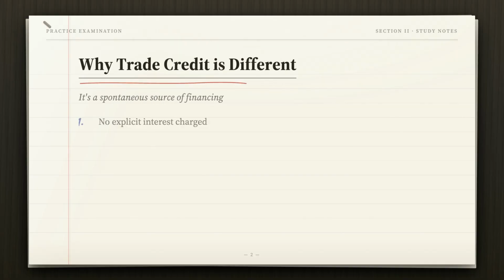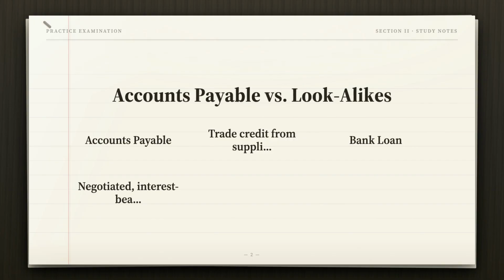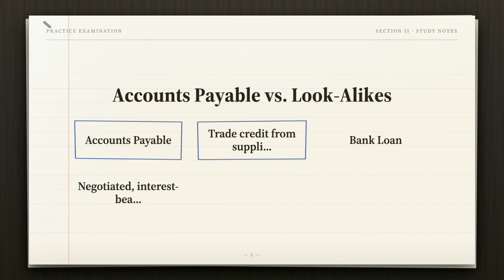What makes trade credit remarkable is that it usually carries no explicit interest and requires no loan application or negotiation. It appears automatically as a byproduct of buying on terms, which is why it's called a spontaneous source of financing, expanding right alongside a company's purchasing. This framing separates accounts payable from two things it resembles. It's not a bank loan, which is deliberate, negotiated, and usually interest-bearing, recorded as notes payable. And it's not an accrued expense, which comes from obligations like wages or taxes rather than purchasing goods on supplier terms.